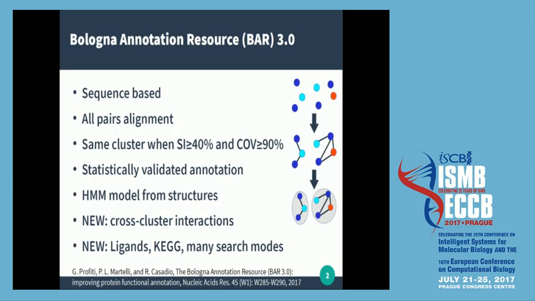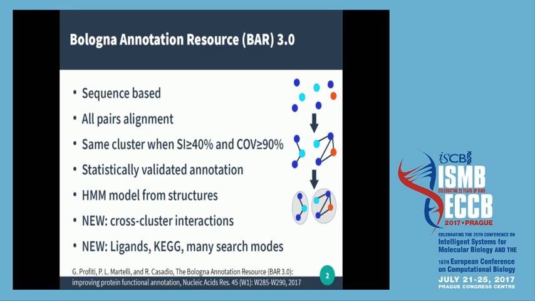This is our method. It was first published in 2009. It has not changed in the last 8 years. We start from the whole UniProt. We align the sequences, each pair of sequences, and we put sequences that share at least 40% sequence identity over 90% of the sequence alignment in a cluster, the same cluster.